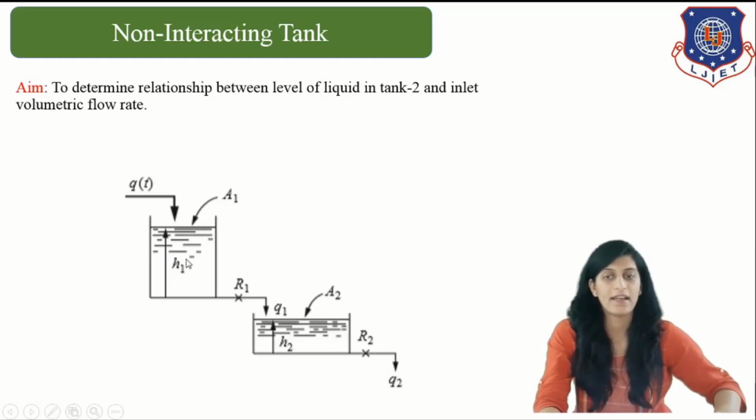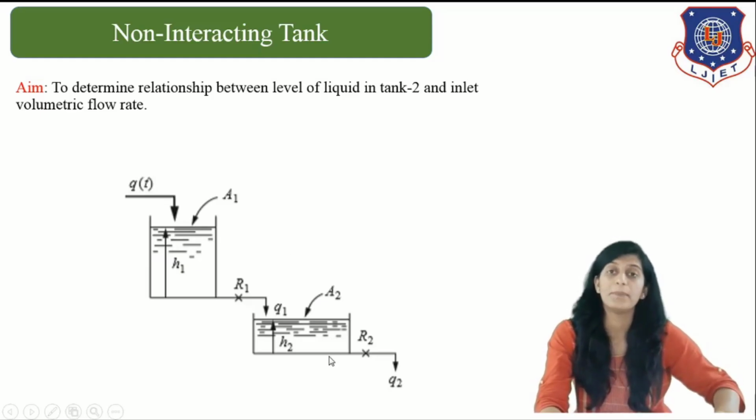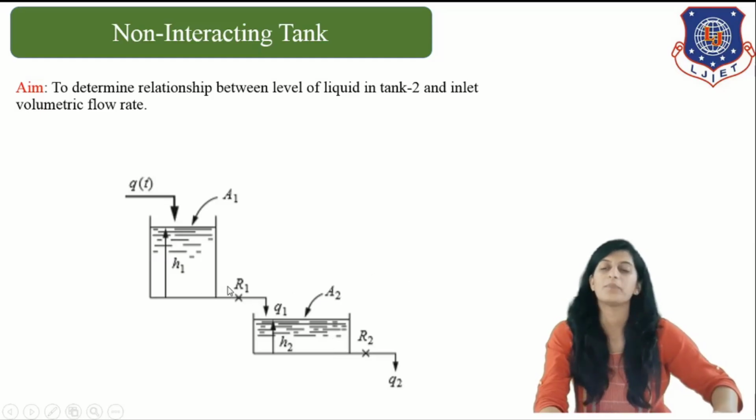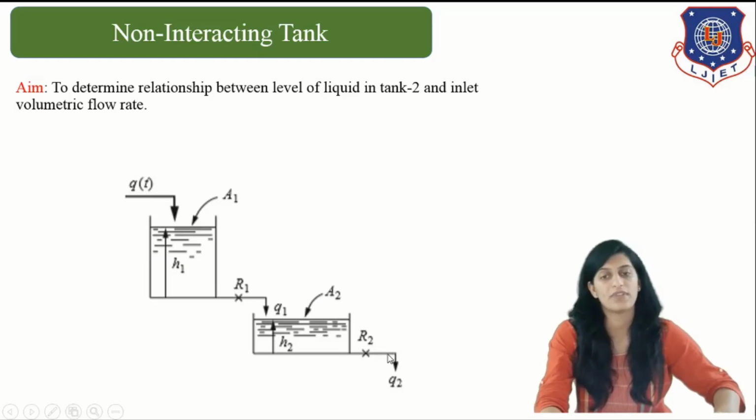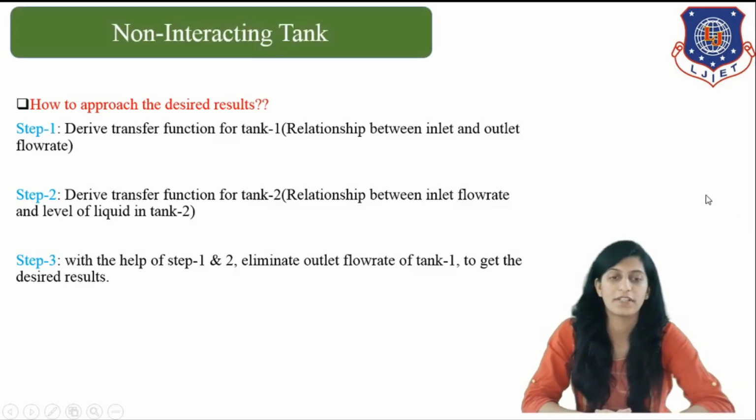H1 and A1 are the holdup volume and area of tank 1. H2 and A2 are the holdup volume and area of tank 2. R1 is the resistance of tank number 1, R2 is the resistance of tank number 2. Now let us start on how we can solve this particular derivation.